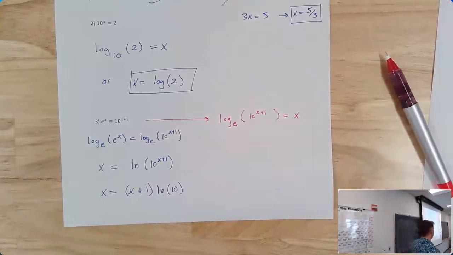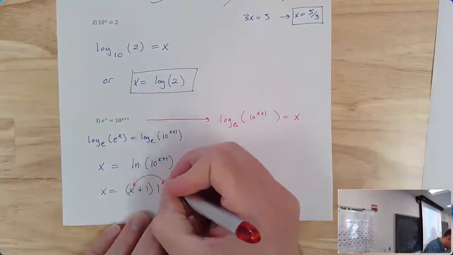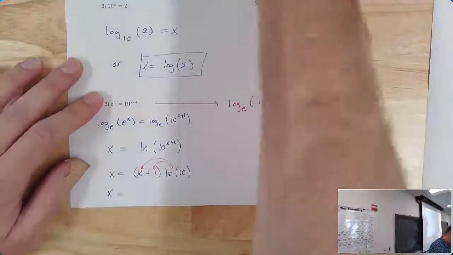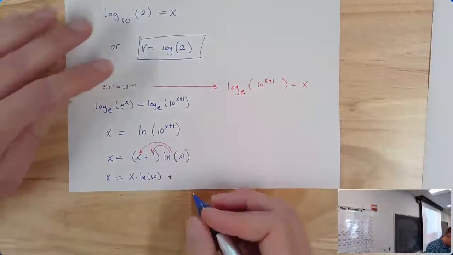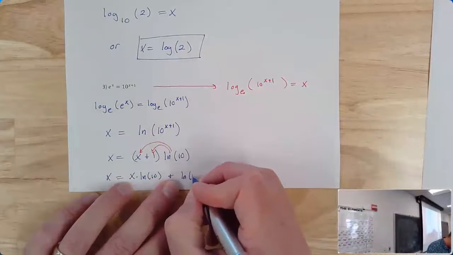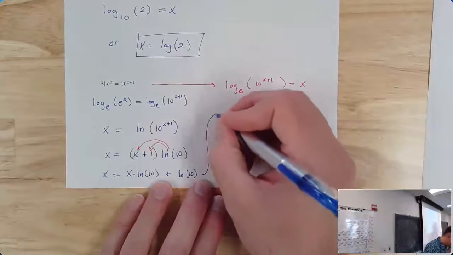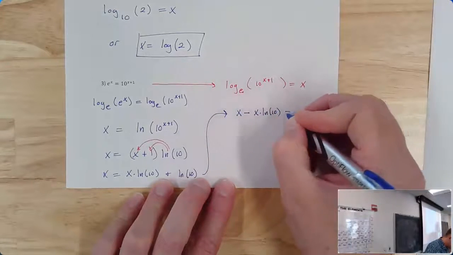Now, I want to solve for x. So what I'm going to do is I'm going to distribute the natural log of 10 to each of these terms here. So I'm going to have x equal to x times natural log of 10 plus 1 times natural log of 10. And then I'm going to gather all the things that have x's on the same side of the equation. So I'm going to get x minus x times natural log of 10 equal to natural log of 10.